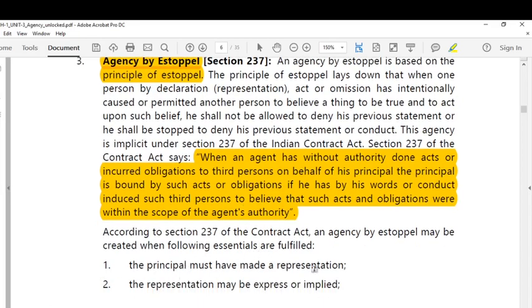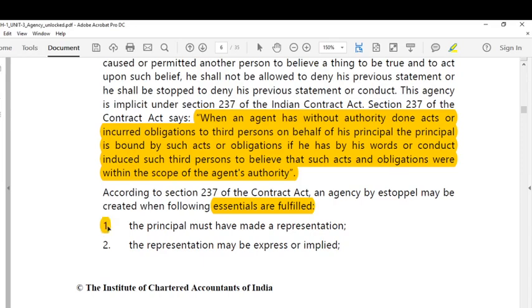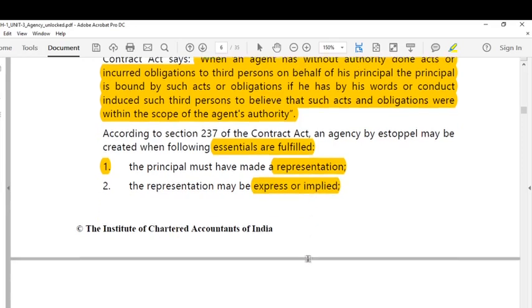So according to Section 237 of the Contract Act, an agency by estoppel may be created when the following essentials are fulfilled. These are the essentials which have to be fulfilled to create an agency by the principle of estoppel. The first essential is that the principal must have made a representation. That is the first thing. Based on the representation of the principal only, the third party will believe that the agent has authority to do something on behalf of the principal. The representation may be express or implied also.